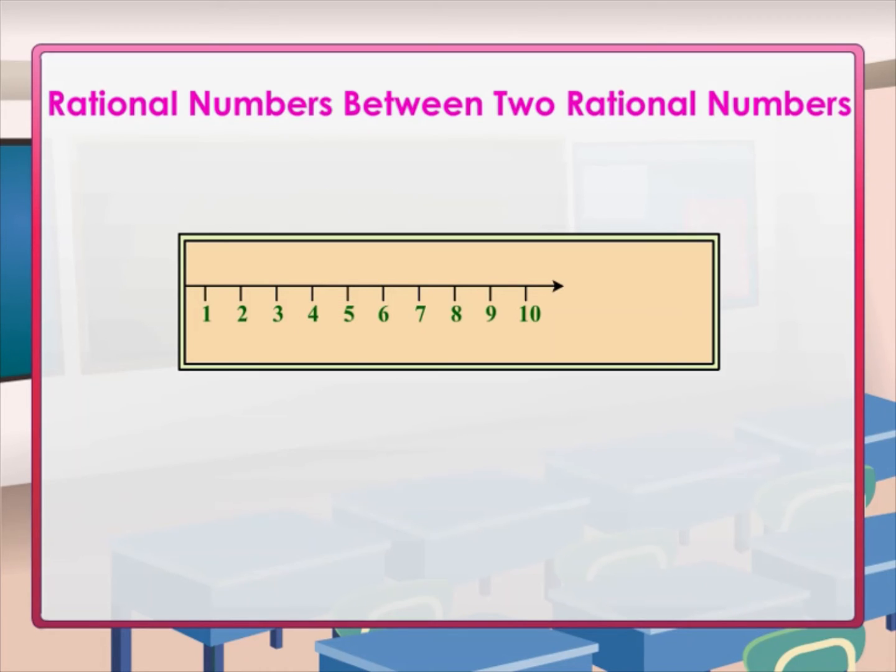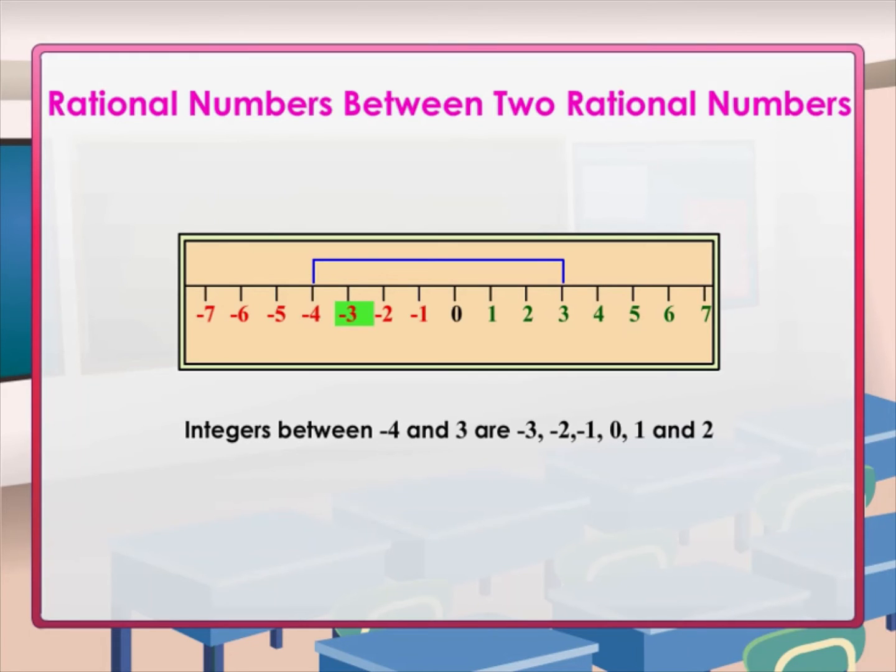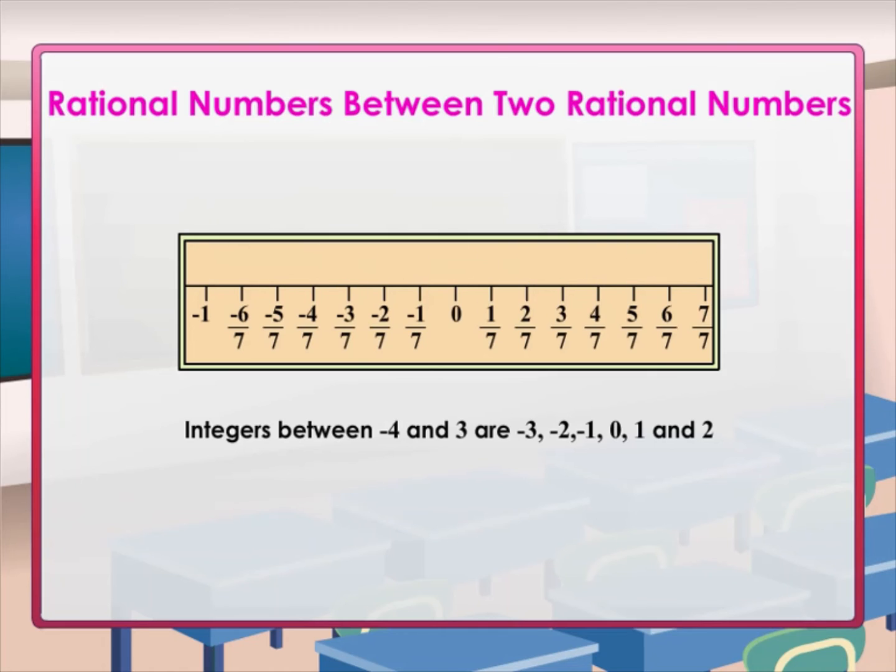Can you say what are the natural numbers between 5 and 6? Yes, you're right. There is no natural number between 5 and 6. Now let us look at integers that lie between -4 and 3. Now let us look at rational numbers. Can you tell me how many rational numbers are there between -2/7 and 3/7?